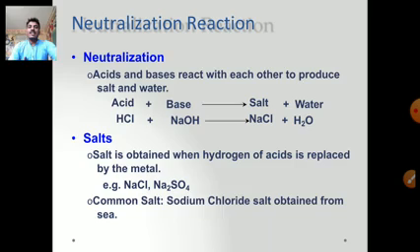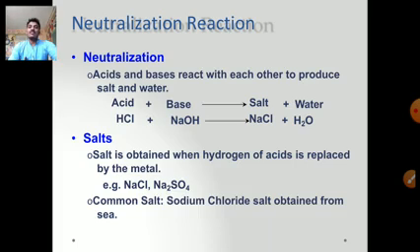It is converted into NaCl. Na reacts with Cl and is converted into NaCl plus H2O. This process is called a neutralization reaction.